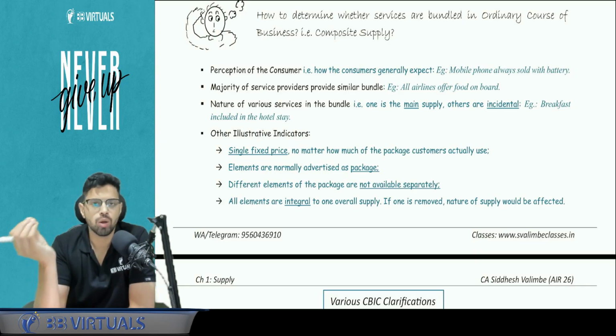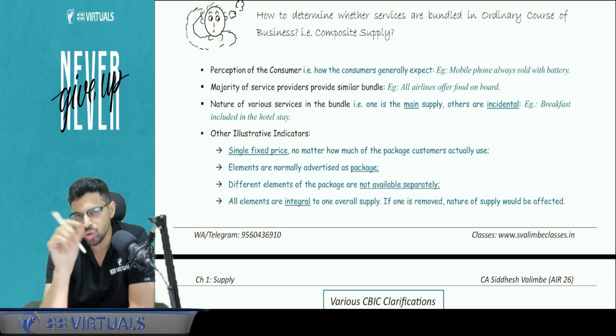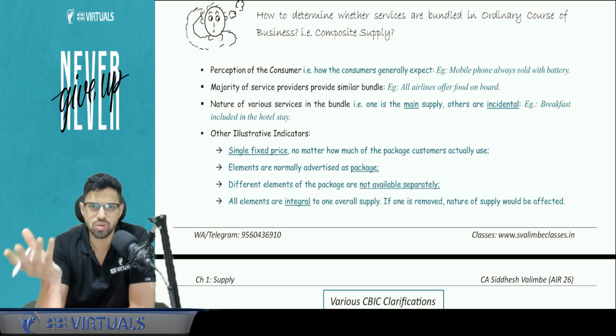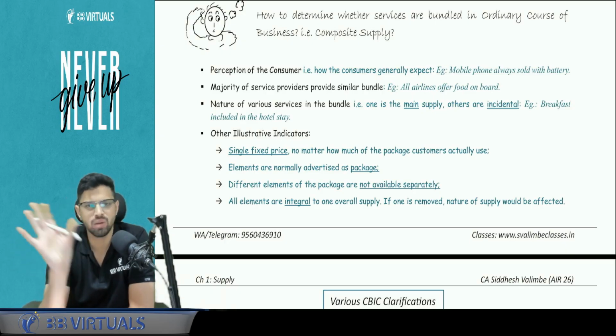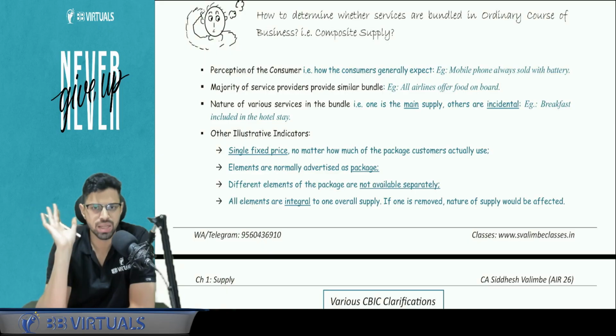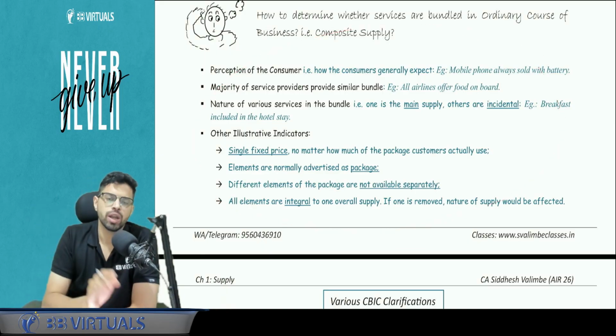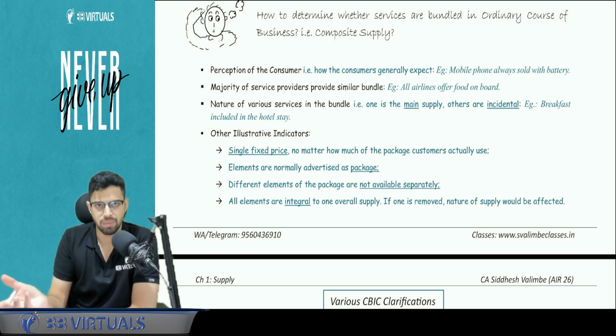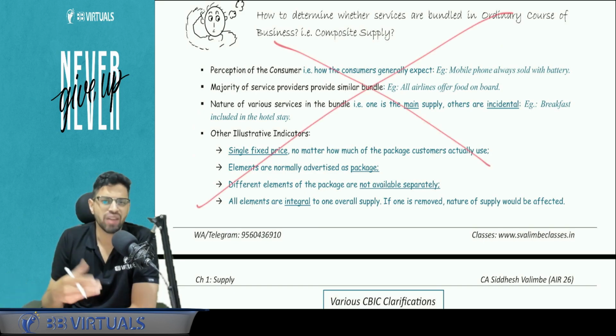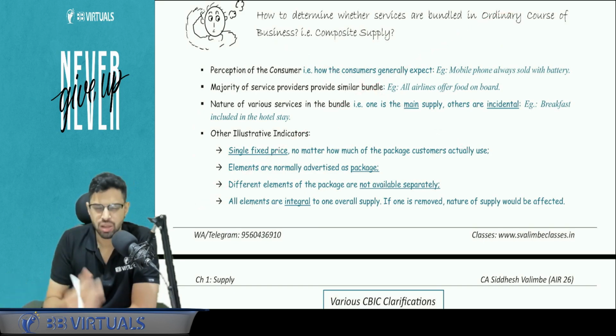For example, I go to a Hyatt hotel and say I don't want to eat breakfast. Are they going to reduce some rate from the tariff? The answer is no. That means it's a composite supply. You decide what you want or not, but the package is going to be the same. This is just for your simple reading, and whatever you are not able to classify as composite will be mixed supply. You don't need to learn this. The feel factor means just apply logic, you will be able to get it.